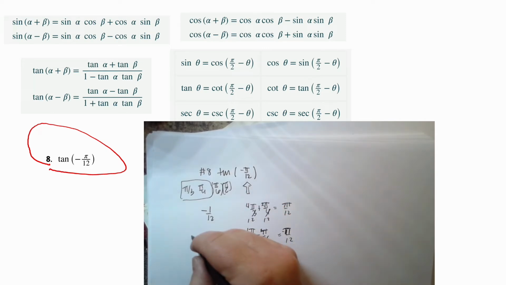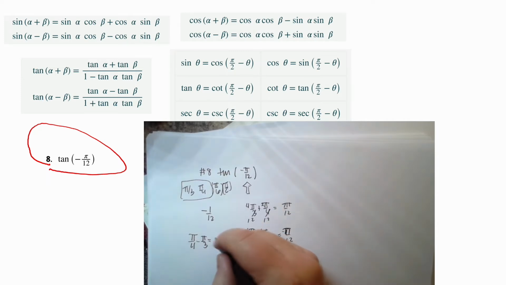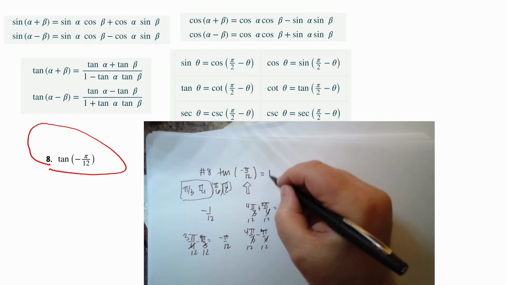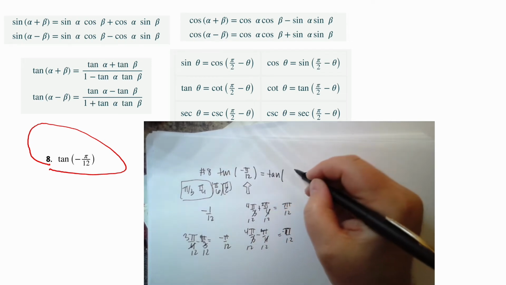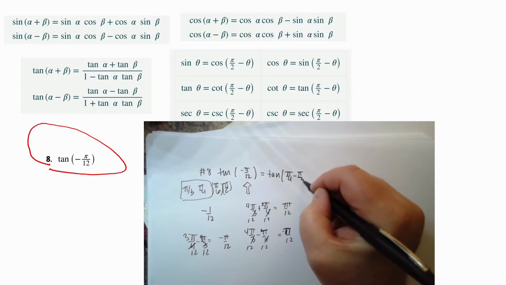So if I go pi over 4 minus pi over 3, get a common denominator. So this is a 3, that's a 4 over 12. So this gives me 3 minus 4, which is negative pi over 12. So I could rewrite this as the tangent of pi over 4 minus pi over 3.